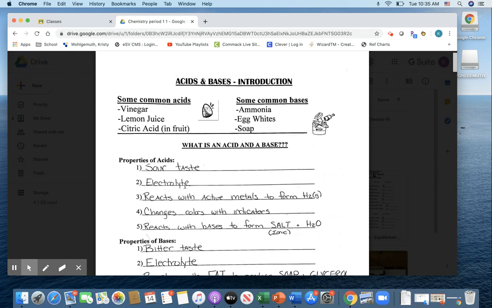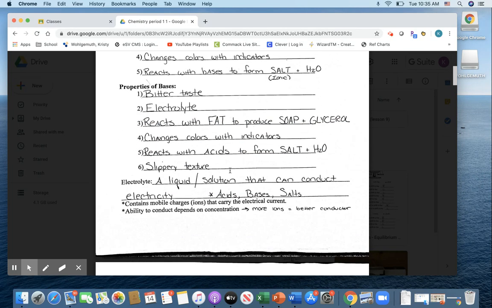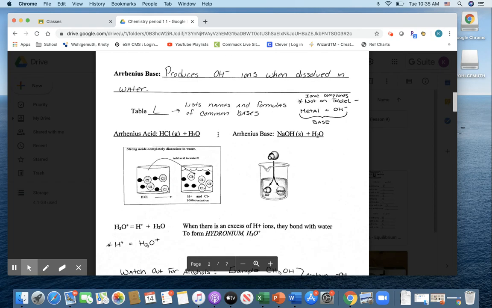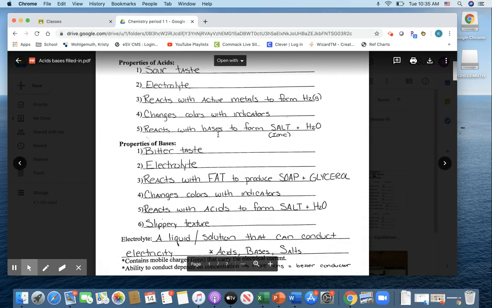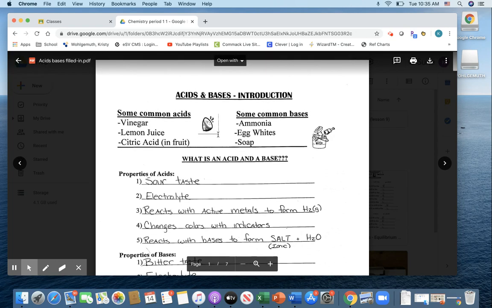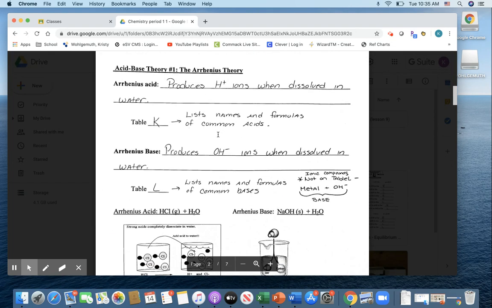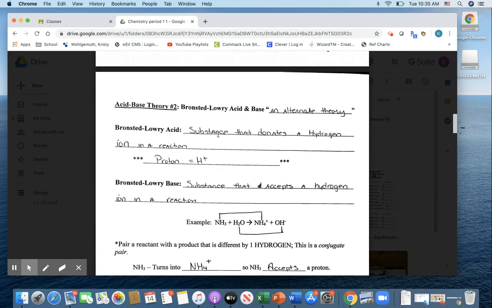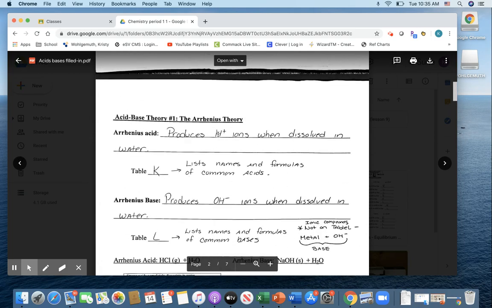Today we're just going to talk about the introduction, what is an acid and a base, and we're going to talk about the Arrhenius theory of acids and bases. So this is just the first two pages we're going to start with, and then tomorrow we're going to talk about Bronsted and Lowry theory, which is on the third page, and then we'll do some practice with that tomorrow.